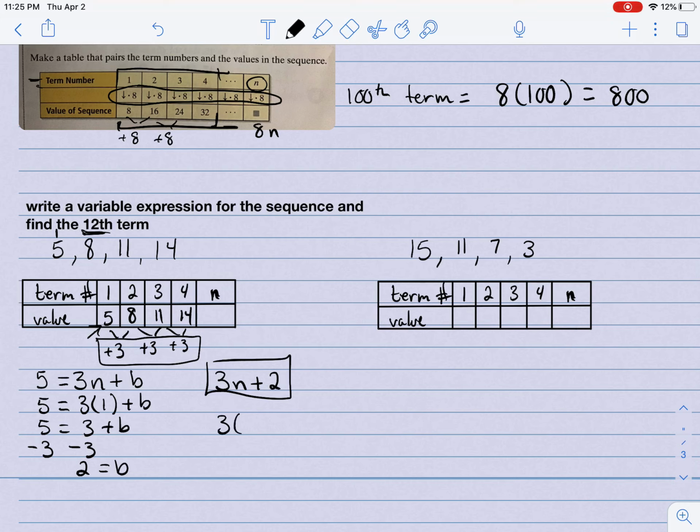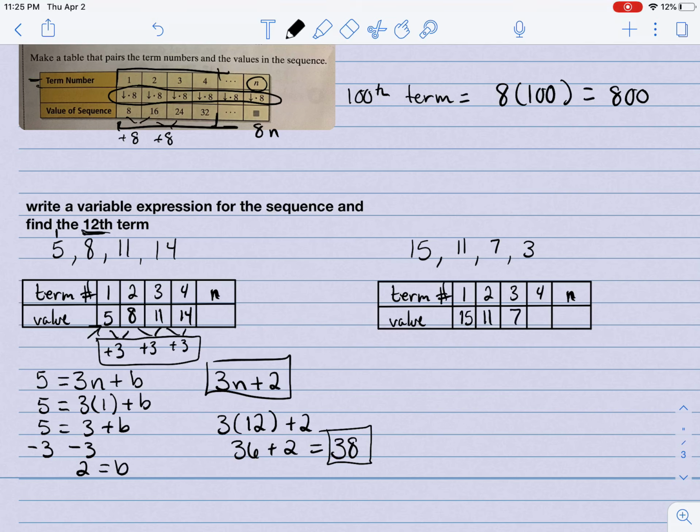Now it asks us to find our 12th term, so we're just going to do 3 times 12. So we plug in 12 for our term number, plus 2. This is going to be 36 plus 2, which equals 38. And so there we've found our 12th term. Okay, so next thing, same thing. We're going to set this sequence up the same way. Find what that constant increase or decrease is, and then use that as our multiplier for our variable expression.